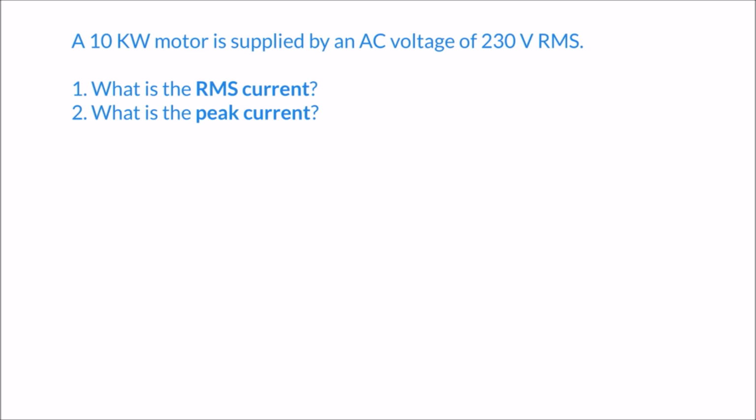Now that we've calculated the RMS current, we can also calculate the peak current. And we're going to use the same relationship that we had between RMS and peak voltage. We can say, first of all, that the RMS current is equal to 1 over root 2 times the peak current, because we said that the RMS voltage is equal to 1 over root 2 times the peak voltage. So the same relationship applies here.